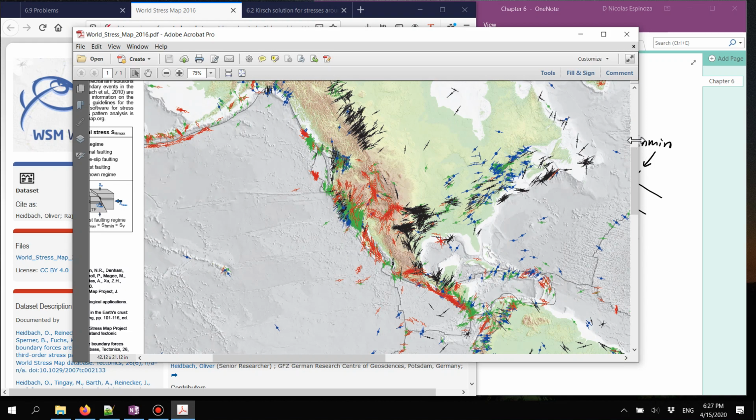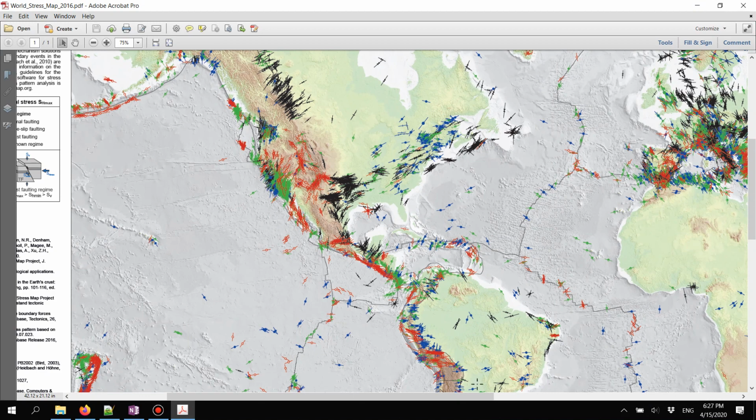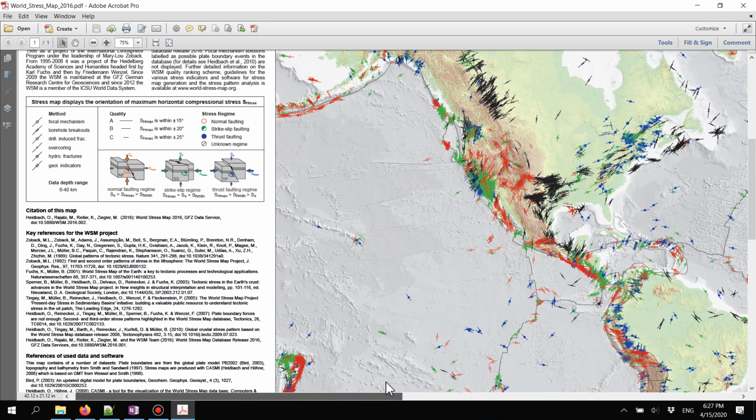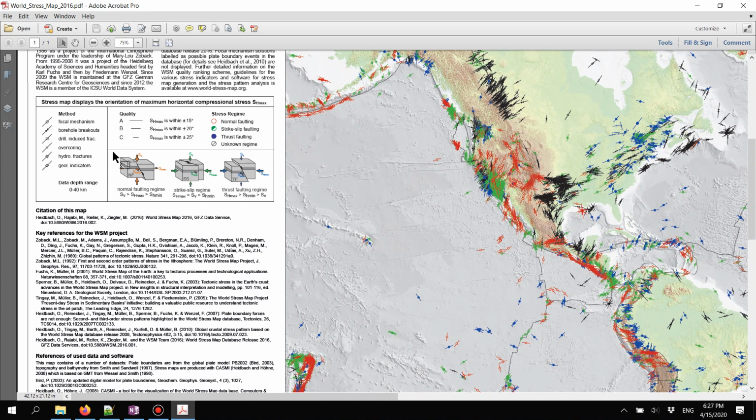One more thing about this. Since we have the map over here, I just would like to highlight that many of the orientations plotted in this map are the results of measurements in wellbores. And actually you see over here that two of the methods used in order to determine orientation of stress are borehole breakouts and borehole drilling-induced fractures, which is what we have just been seeing.